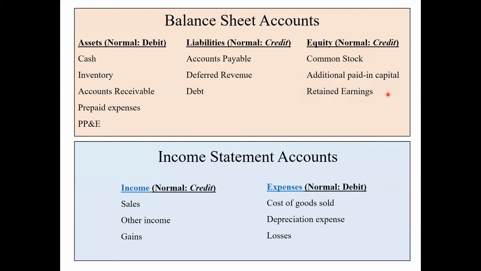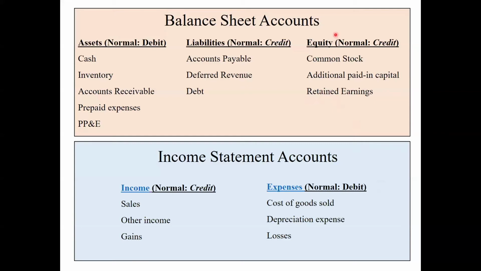entire lifetime. So literally think of retained earnings. Earnings is going to be net income, and it's retained if and only if the company does not pay it out as a dividend. And so that's what retained earnings represents.